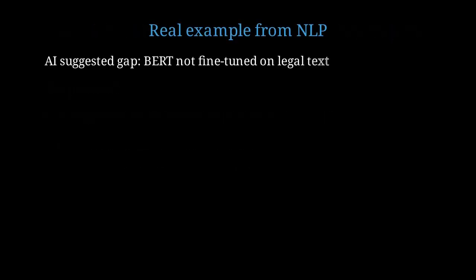Let me give you a real example from natural language processing. The AI suggested this gap: BERT has not been fine-tuned on legal text for case outcome prediction. A human expert reads 8 key papers on legal natural language processing. The human finds that one paper from 2020 did exactly this. The gap is false. Why did the AI miss it?